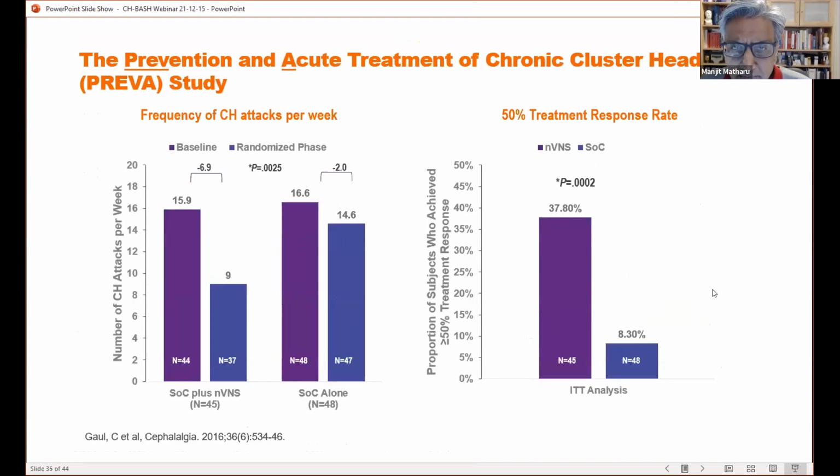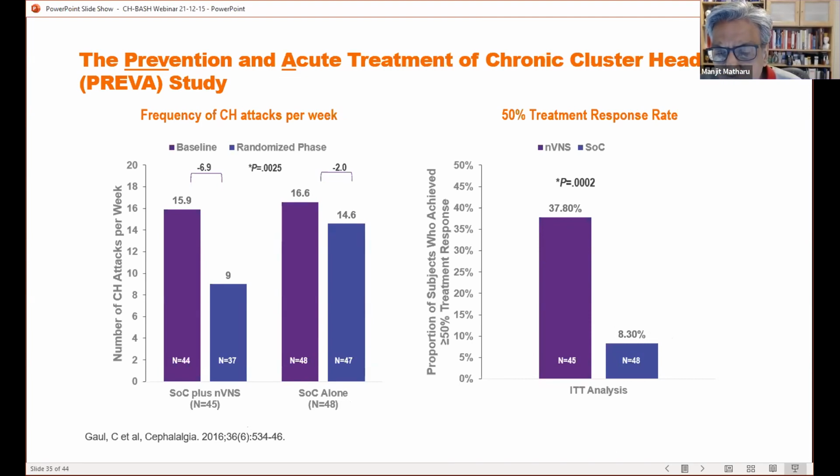Now, they also have some data on a preventive effect of vagal nerve stimulation, but it's all open label data. Nonetheless, what they've shown on this open label basis is that approximately 37.8% of the patients had a 50% reduction in their headaches in a cohort of chronic cluster headaches versus 8.3% in the control group. So it was standard of care, but the patients who were having the stimulation clearly knew they were having it, and the control group had no stimulation at all. So it's a non-blinded study.